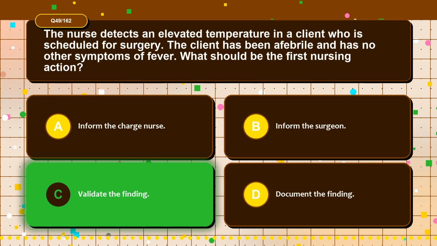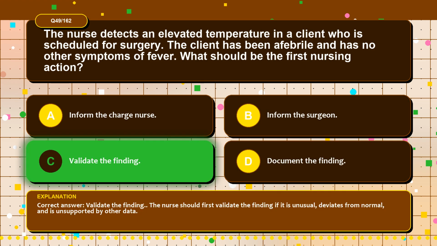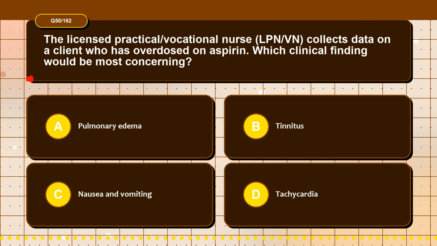The correct answer is option C. Validate the finding. Correct answer. The nurse should first validate the finding if it is unusual, deviates from normal, and is unsupported by other data.